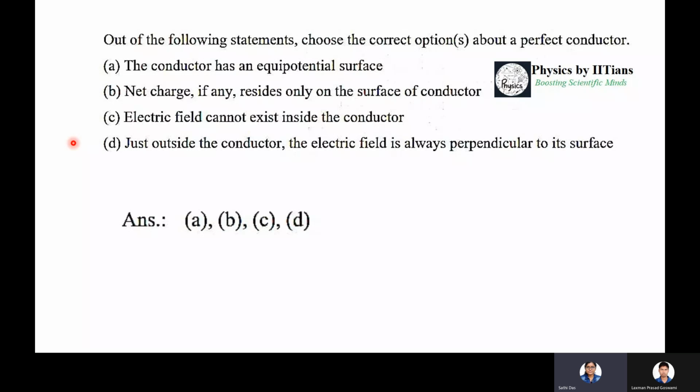So all four options are correct. The conductor has an equipotential surface, it is true, and the net charge, if there is any, should always reside on the surface of the conductor, and the electric field inside the conductor is 0, and just outside the conductor the electric field is always perpendicular to the surface.